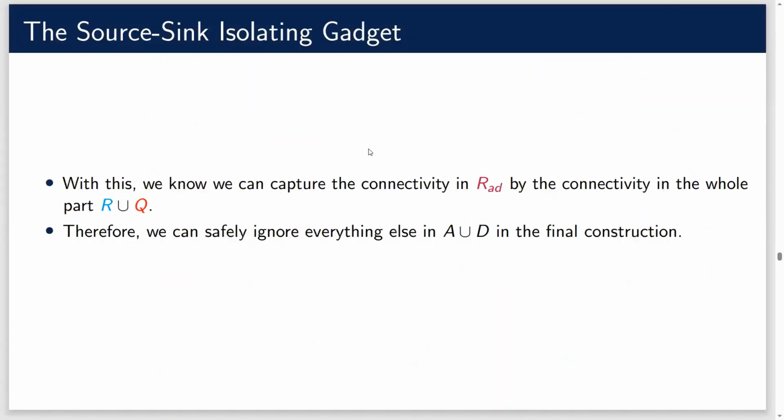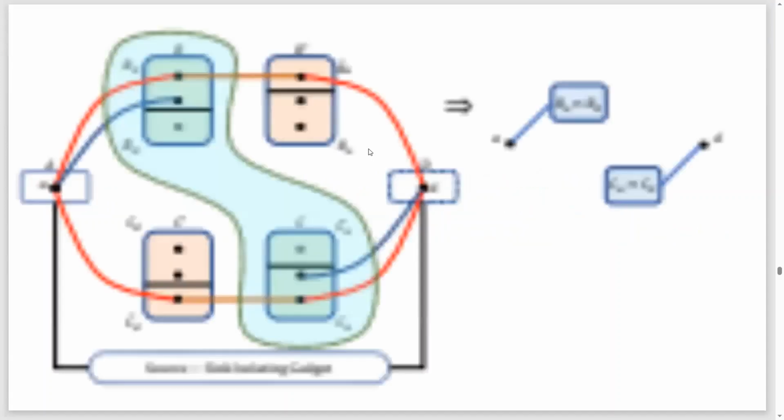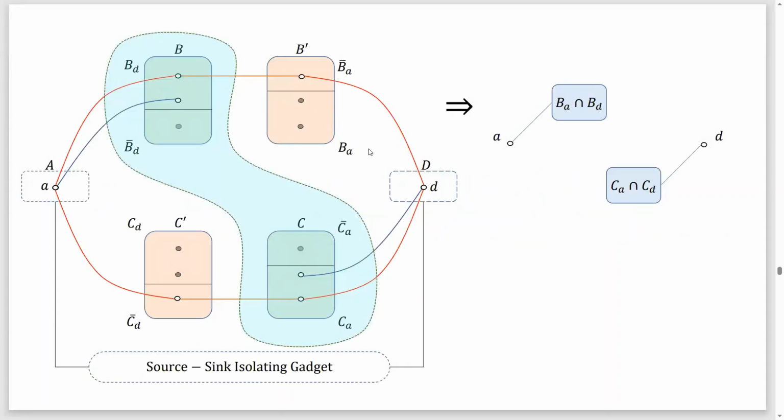Okay, so this is the sourcing isolating gadget, which lets me simply cut everything else in A cup D in the final construction. And we will see that for our final reduction from k-clique to APVC, we're actually constructing a graph H by putting everything together. First, we use a sourcing isolating gadget to ignore everything else in A cup D. And second, we combine two set intersection filters for B cap BD and C cap CD. We can look at the graph on the left, which is an illustration of our final construction H.